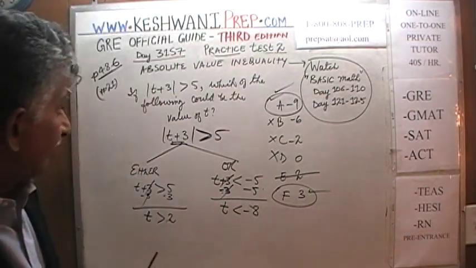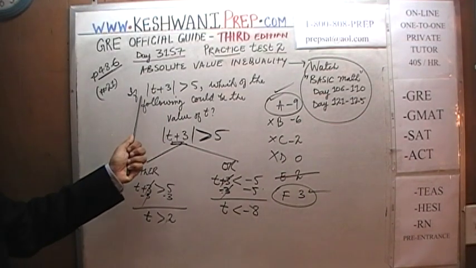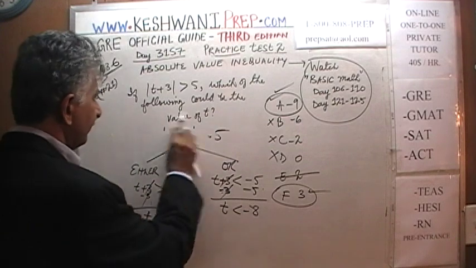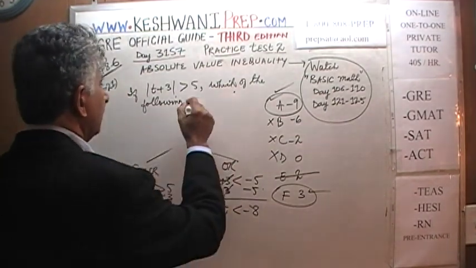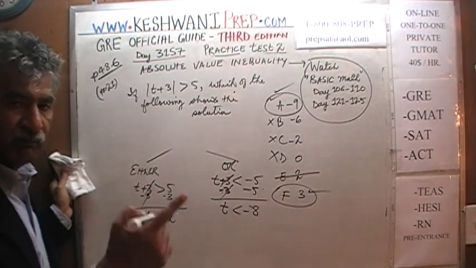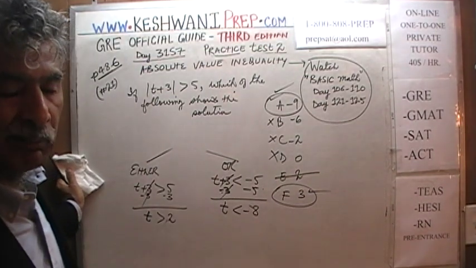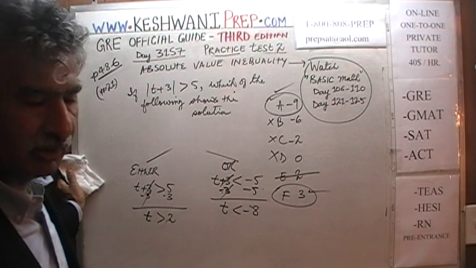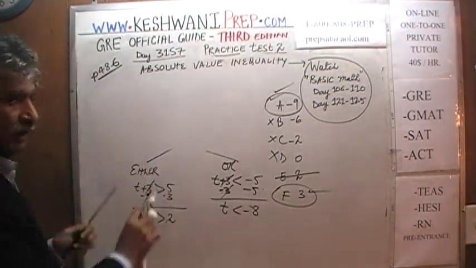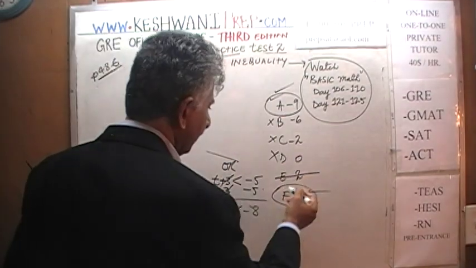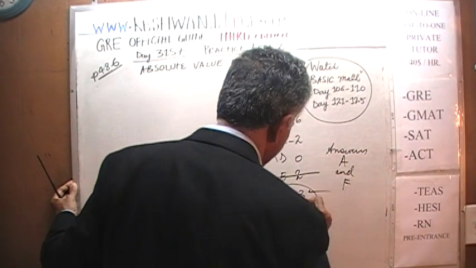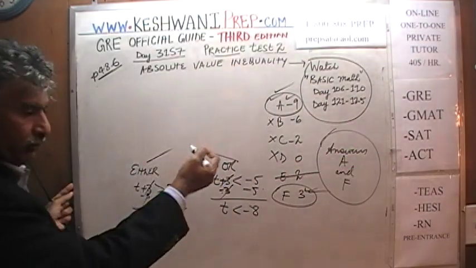Now sometimes they give you something like this. They tell you if this quantity is greater than 5, then which of the following shows the solution, and they will give you 5 answer choices in the form of number lines, and our job is to locate the right manifestation of the number line. And if you want to show the same solution in number line, this is how it would look. We're done with the problem. We found the answer. The answers are A and F. This is just extra.